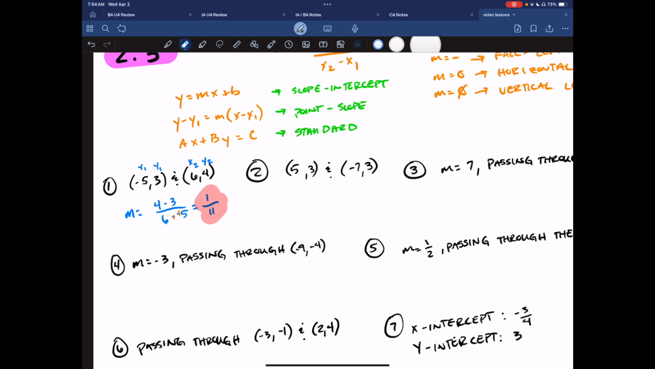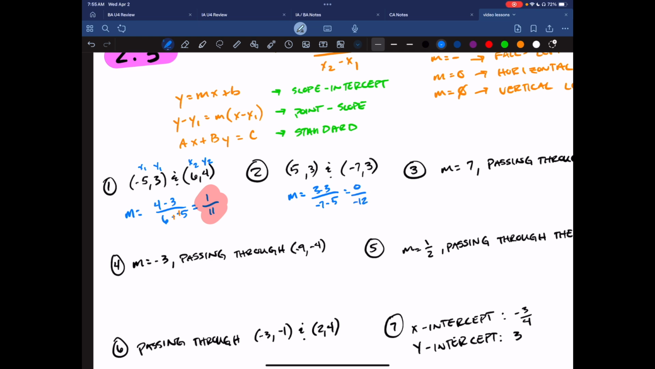Okay. Next, before we get started with this, look at it. It says 5 comma 3 and negative 7 comma 3, which means both of my y's are 3. Anytime your x's or your y's are the same in both points, that means either your top or your bottom is going to be 0, which means your final answer is either going to be 0 or it's going to be undefined. Let's take a closer look at what this is going to do. So 3 minus 3 over negative 7 minus 5, you get 0 over negative 12.